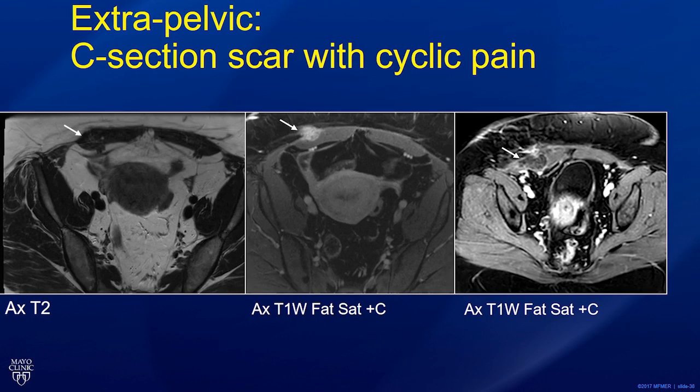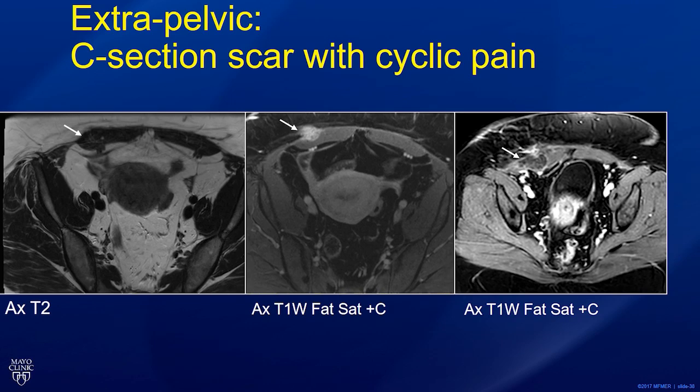The C-section scar can be involved in the anterior abdominal wall by endometriosis, so very classically patients will present with cyclic abdominal pain very focally in the abdominal wall, and these can be T2 hypointense, but they show very avid enhancement typically early on with delayed enhancement as well. You may see glandular T1 and T2 hyperintense foci within these lesions as well.